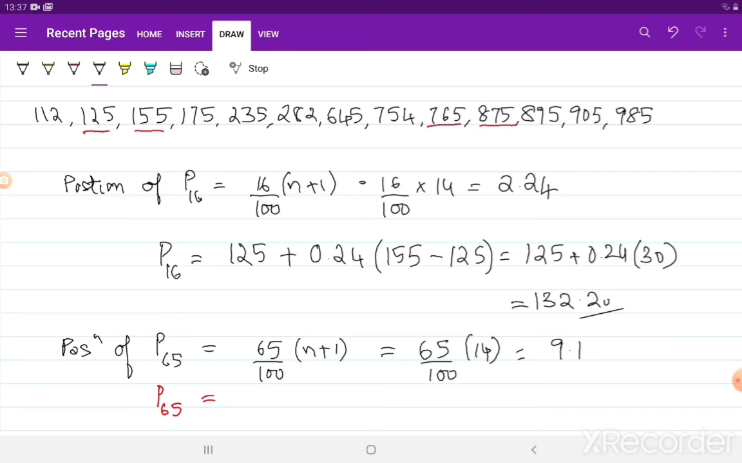use the black pen. 765 plus, since 765 is the 9th number, you still have 0.1 left to explain. So 0.1 into the difference between the 9th and the 10th number. So 875 minus 765. Use your calculator if you want. So that's your 65th percentile.